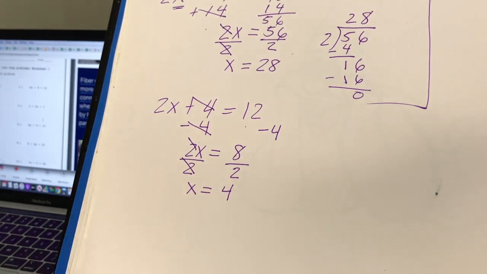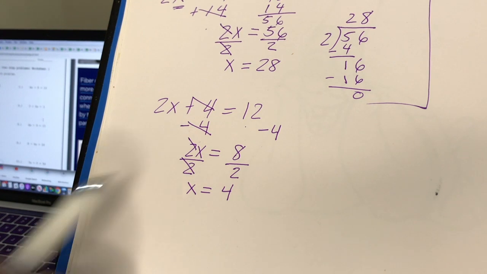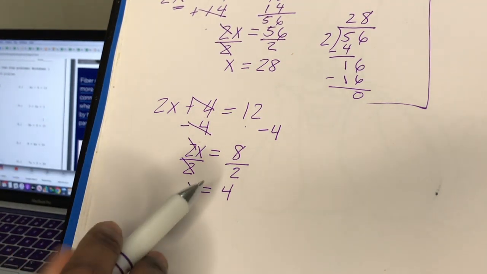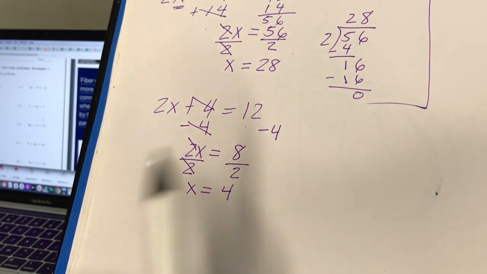The 1 is invisible. You don't need to put 1. X is 1. We know x is only 1, right? X equals 4 because 8 divided by 2 equals 4.